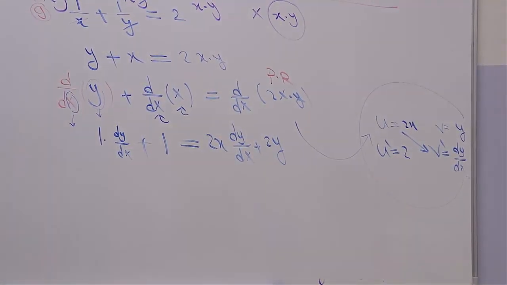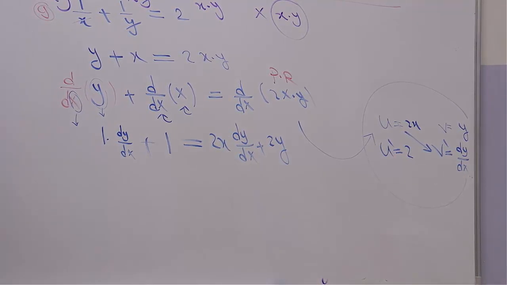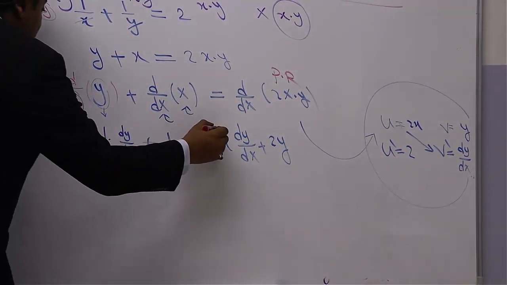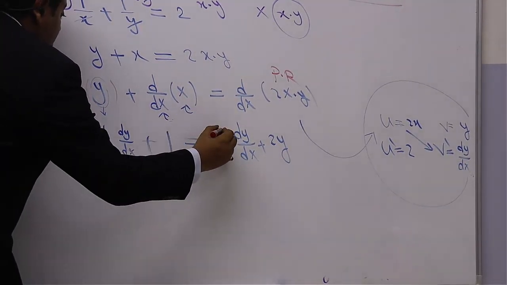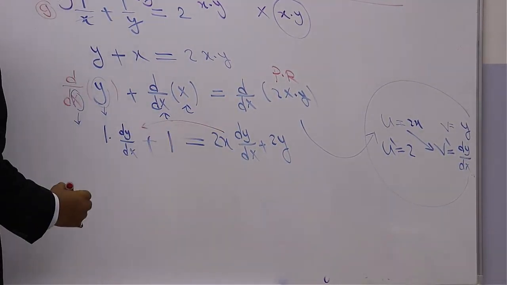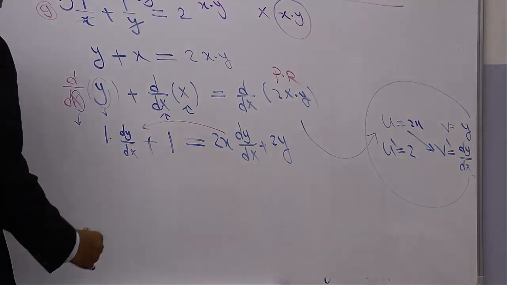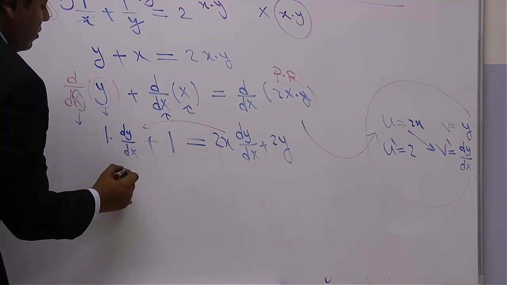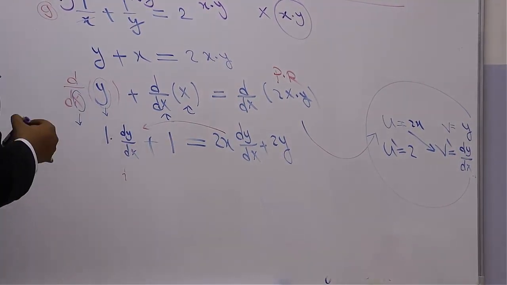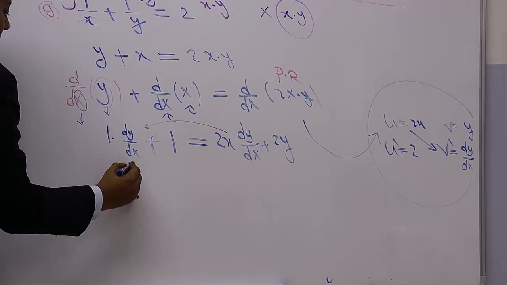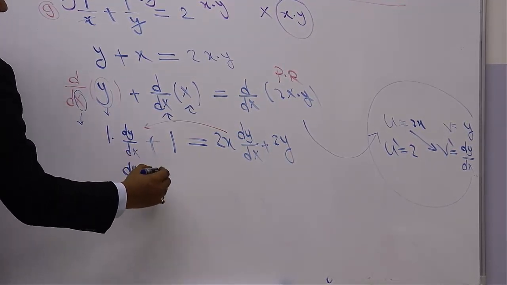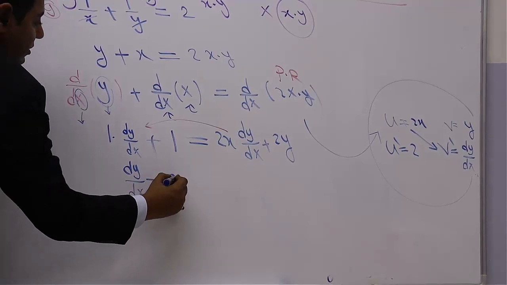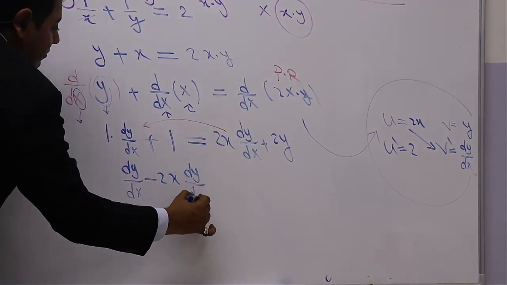Now, we wanted to find dy over dx. So, you have only one way here. How? We want to keep all terms which contain dy over dx on one side and the other terms on the other side. So we need to move this to the other side. So 1 times dy over dx will be dy over dx. Move this: it's positive, so it will be negative, minus 2x times dy with respect to dx.